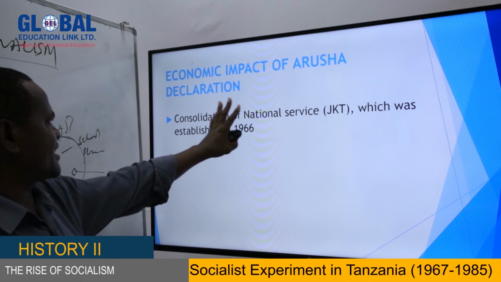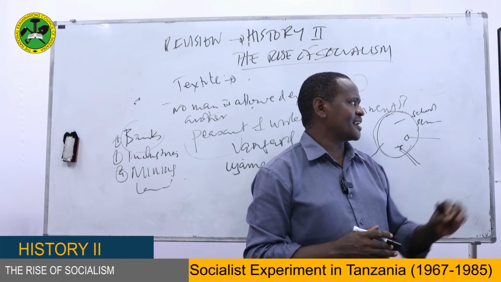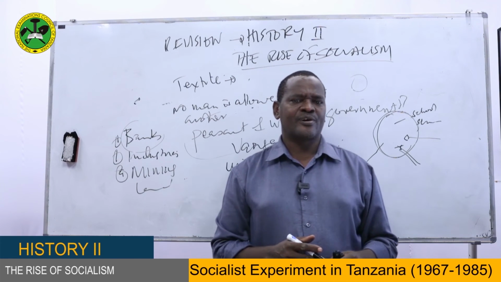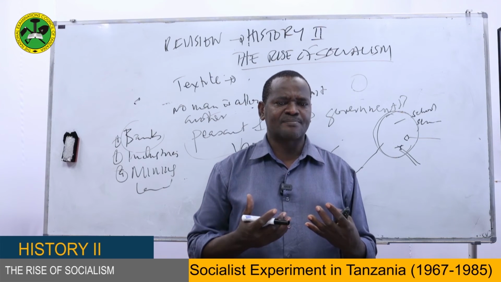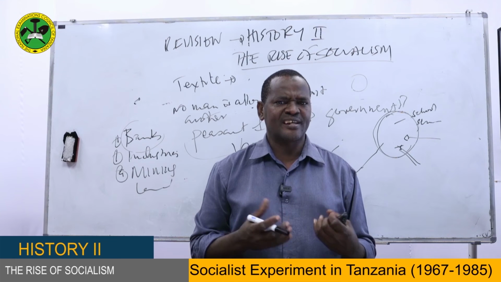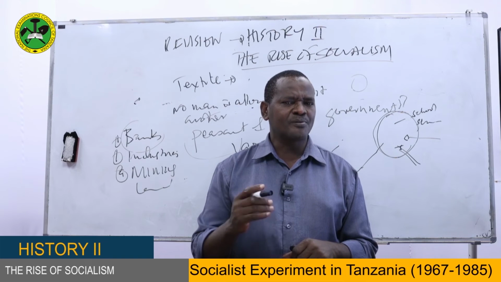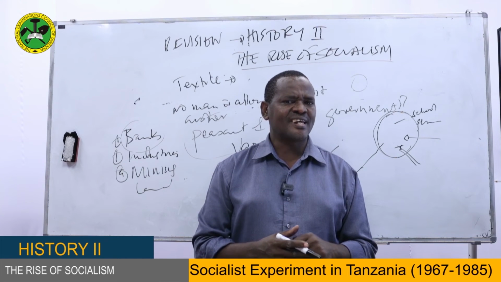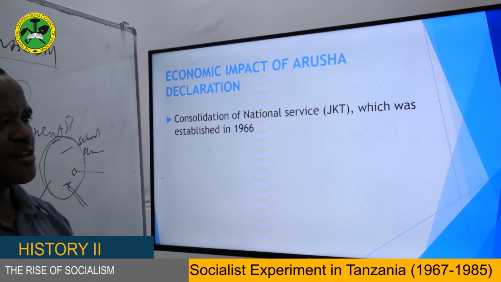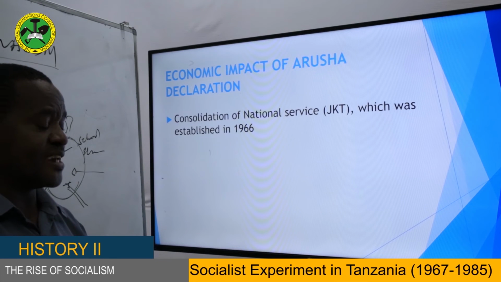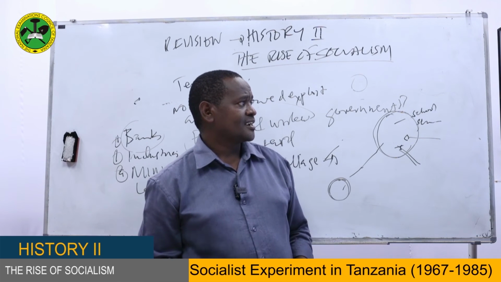My dear students, another economic impact is the consolidation of national service, JKT. National service was established in 1966, and people were told to go to national service. One of the reasons was at least to create patriotism among people, to make people feel that they are really Tanzanians. That could be done by going to national service and volunteering. At least they have to do something for their nation. This started in 1966. The program continues till today, even though in a different way. So that is one of the impacts of the Arusha Declaration.